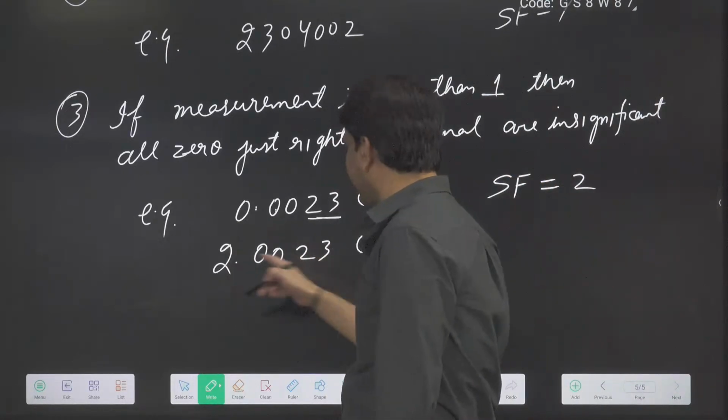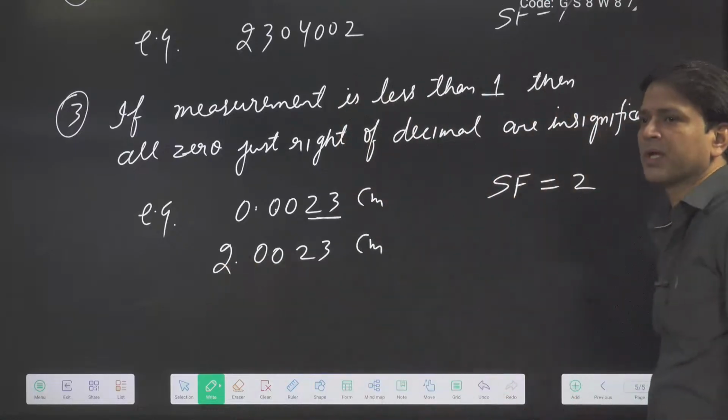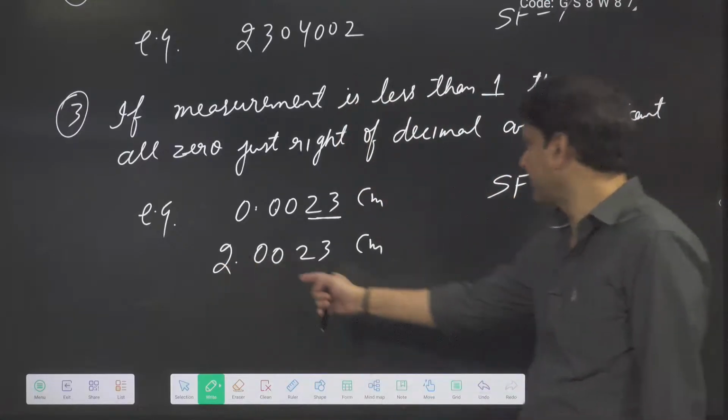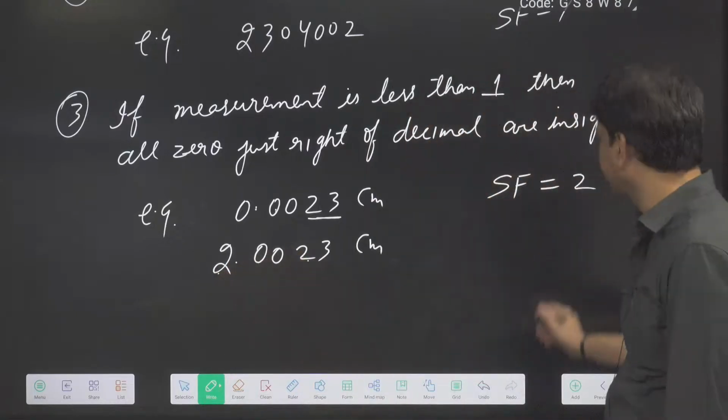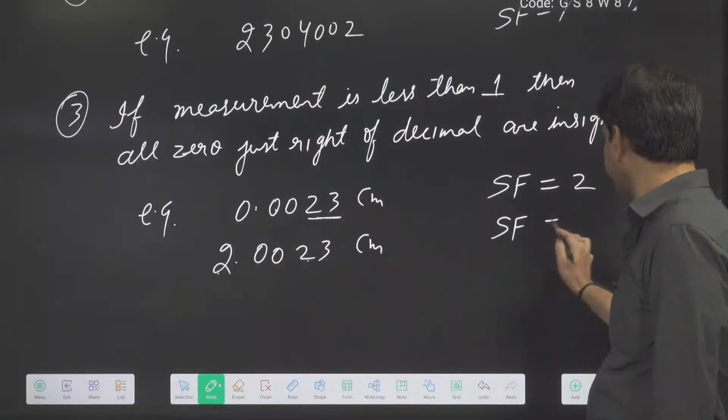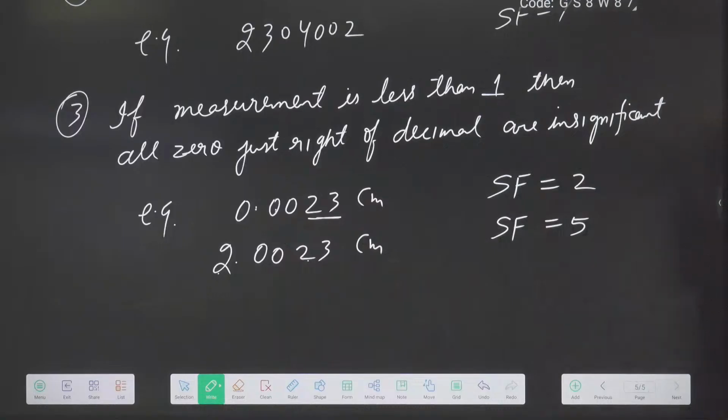Suppose the same, but I give here 2. Now it is more than 1. It is more than 1, and we can say these zeros are coming between two non-zero digits. Then I can say the significant figures are 5. Okay.